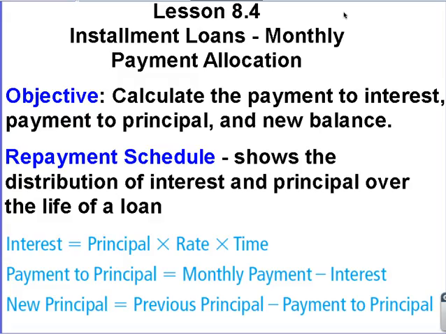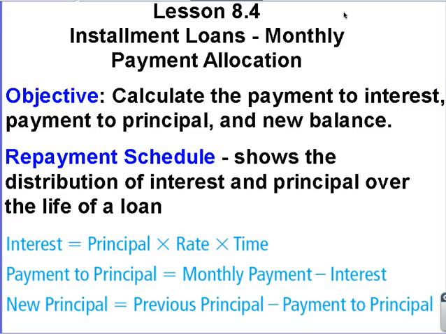All right, lesson 8.4, installment loans, monthly payment allocation. The objective is to calculate the payment to interest, payment to principal, and the new balance. A repayment schedule shows the distribution of interest and principal over the life of a loan. This is also known as the amortization schedule.